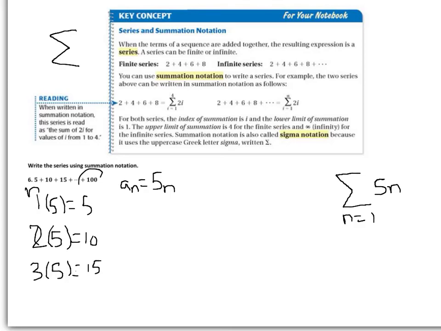Now we have to figure out what makes it 100. So say 100 is equal to 5n, divided by 5, n equals 20. 20 goes on the top. Okay?